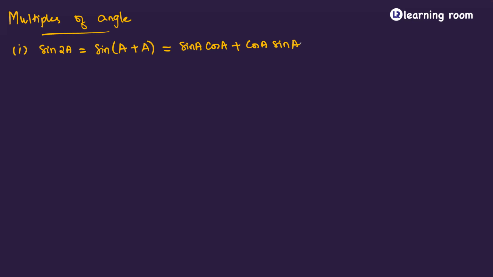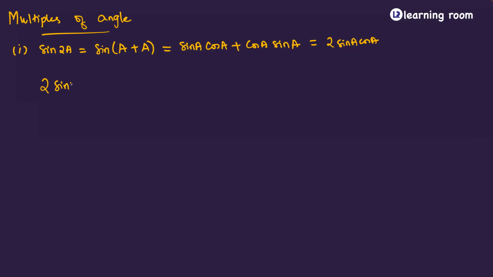So what is this basically? Sine a into cos a plus sine a into cos a. It is 2 times sine a into cos a. This is the expression for sine 2a. Okay. But we are not going to stop with this. I'll give you another expression also. So this is one.